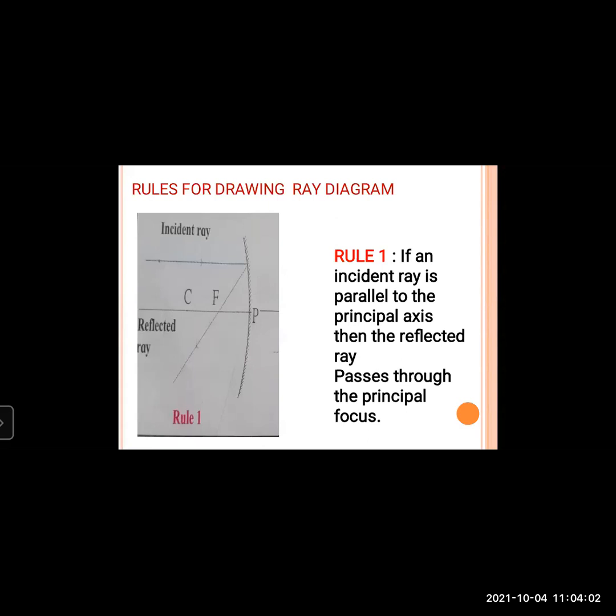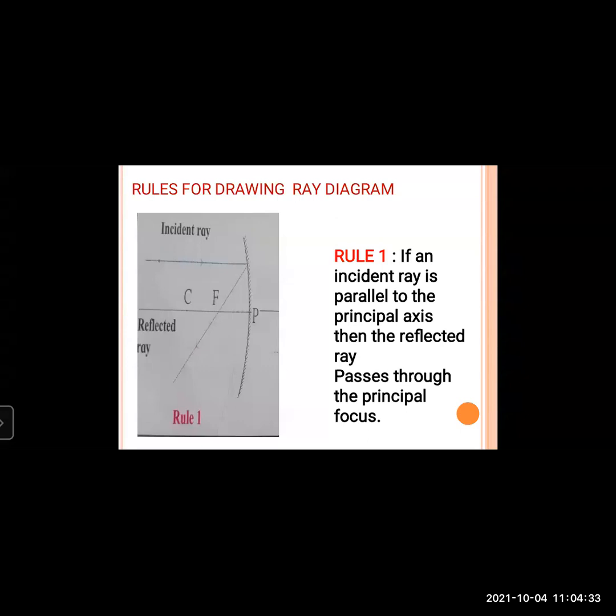Okay, how to plot CFP? First, we are going to draw a single line. Then we are going to place 0 at the point C. We are going to place F and P equidistant. Okay, so if CF is 3 centimeter, FP will also be 3 centimeter. If you want to draw a big diagram, you can take CF as 4 centimeter or 5 centimeter, but try to keep the same distance between CF and FP.